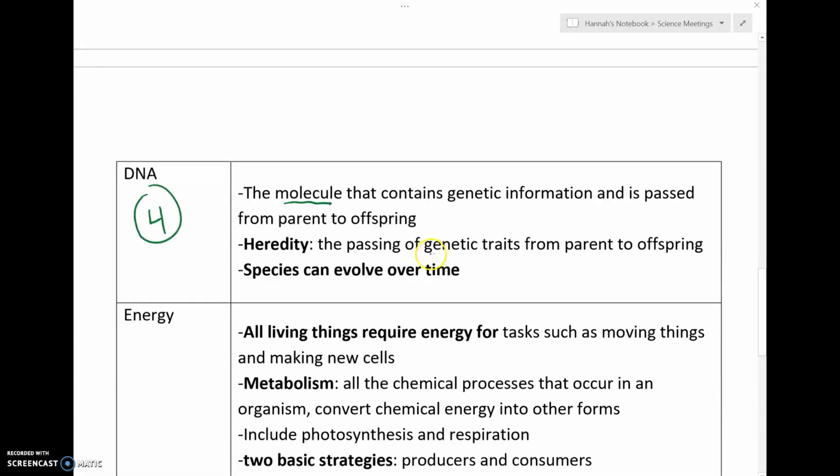So genetic traits are passed on DNA during reproduction.